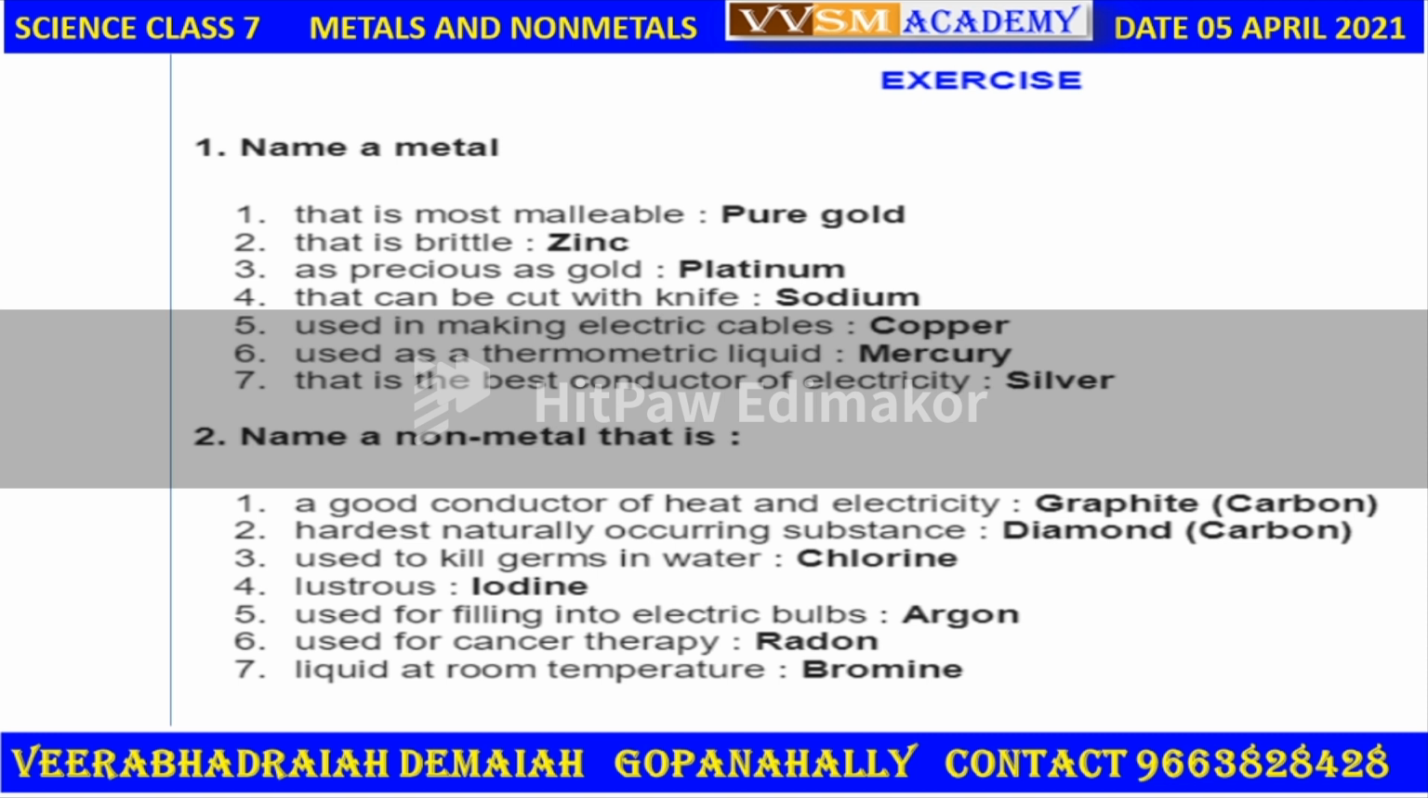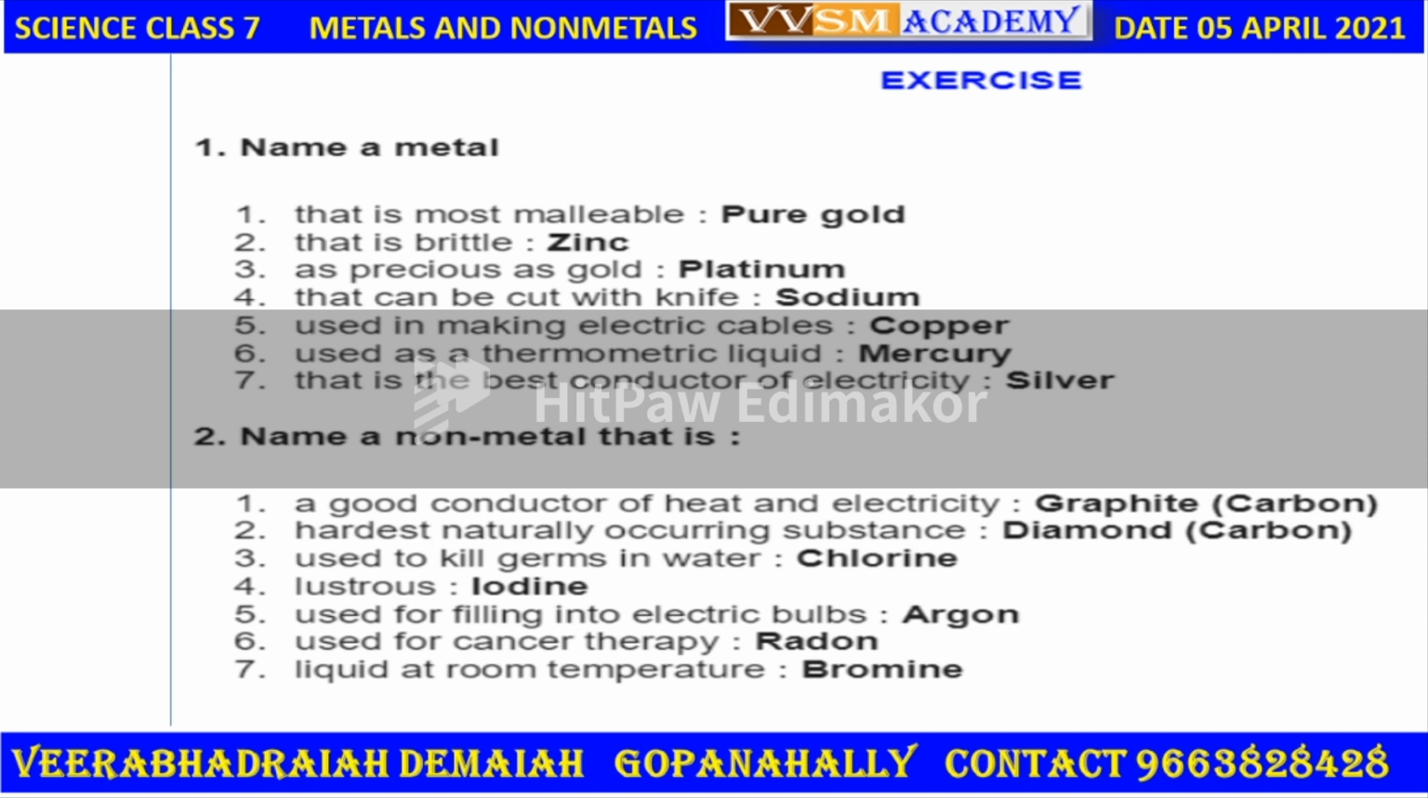Name a non-metal that is a good conductor of heat and electricity. Graphite. Allotropic forms of carbon: graphite, diamond. Graphite is a good conductor of heat and electricity. Hardest naturally occurring substance is diamond. Diamond is an allotropic form of carbon.